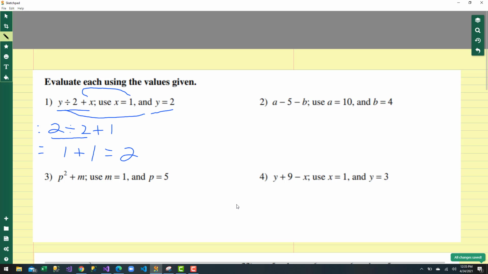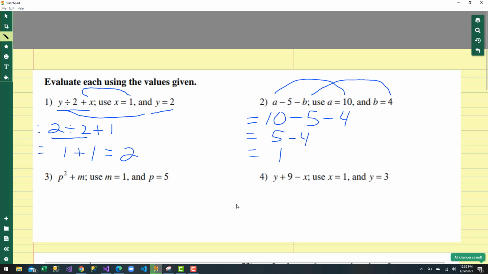Okay, great. Problem number 2, I'm going to replace that variable a with 10, and wherever I see a b, I'll replace it with 4. Okay, so let's solve that. So when a equals 10, I substitute a equals 10, copy the rest of the equation, minus b, which is 4. Okay, PEMDAS, so addition and subtraction, looks like we have subtraction only. So 10 minus 5 is 5. Remember, one step at a time. And finally, 5 minus 4 is equal to 1.